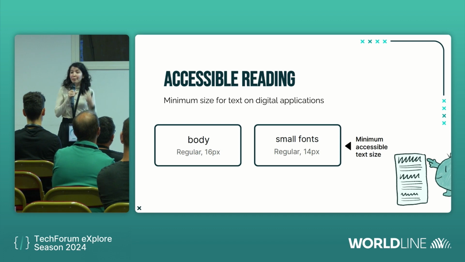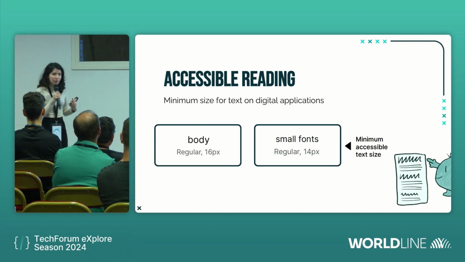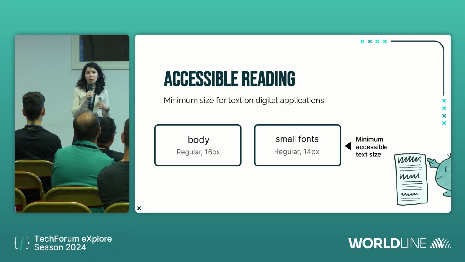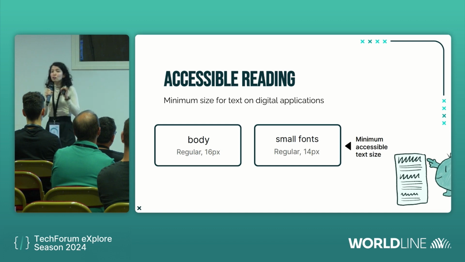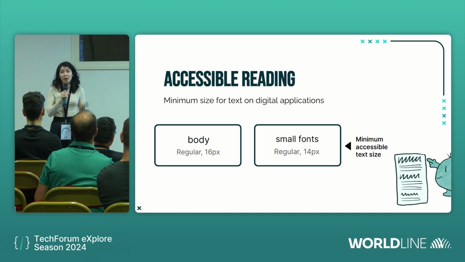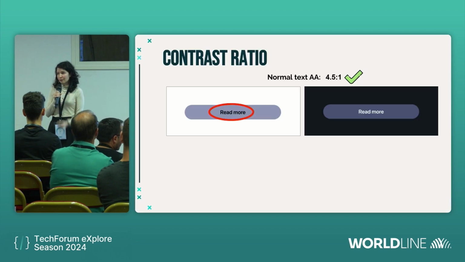But you are allowed to use 14 just for small fonts. And when I say small fonts, I mean, for example, some legal text that you need to have in your specific website, or a small text that you really need to be there. They are readable, but your body content should never be 14. It always has to be 16 in order for you to be covered in terms of accessibility.